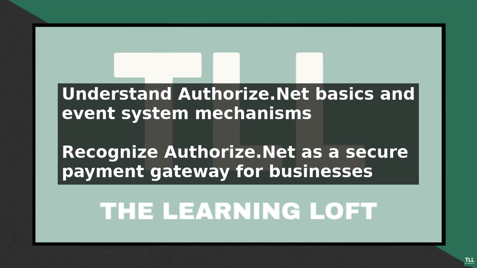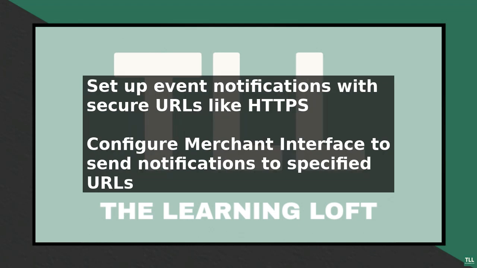The first step in implementing best practices for Authorize.net events is to set up event notifications. This involves configuring the merchant interface to send notifications to a specified URL when an event occurs. It is crucial to use a secure URL, such as HTTPS, to prevent unauthorized access to sensitive information.